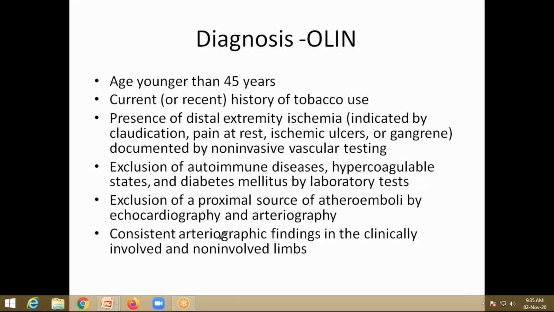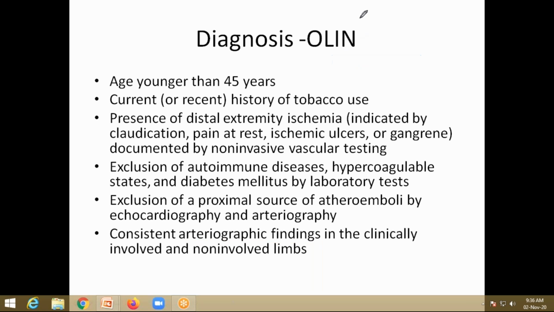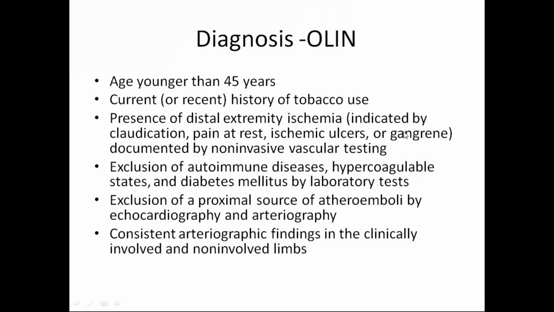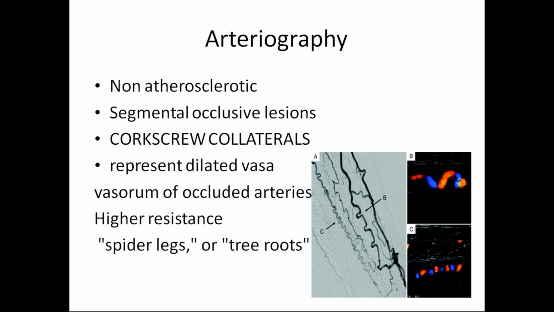Nowadays, arteriography is done in two types: CT or the typical angiogram. In the femoral artery, they go and inject the dye, and they will find the arteriographic findings. What are the typical arteriographic findings? Corkscrew collaterals, and I'll show you. So these are the corkscrew collaterals. Spider legs, tree roots, this is how it is described. This is the most characteristic of Buerger's disease on angiogram. Nowadays it is CT angiogram.